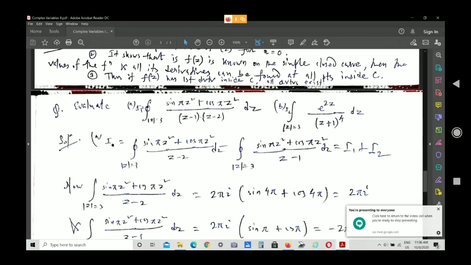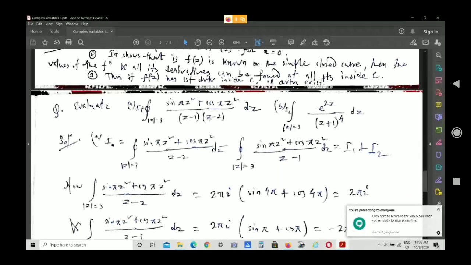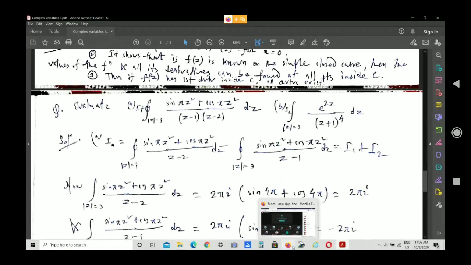We discussed this earlier also: where it may not be analytic is where the denominator becomes 0. So z equal to 1 and z equal to 2. These are the points of non-analyticity of this function, so that you have to consider. Are these points inside or outside this curve, mod z equal to 3? Are z equal to 1 and z equal to 2 inside this curve or outside this curve?